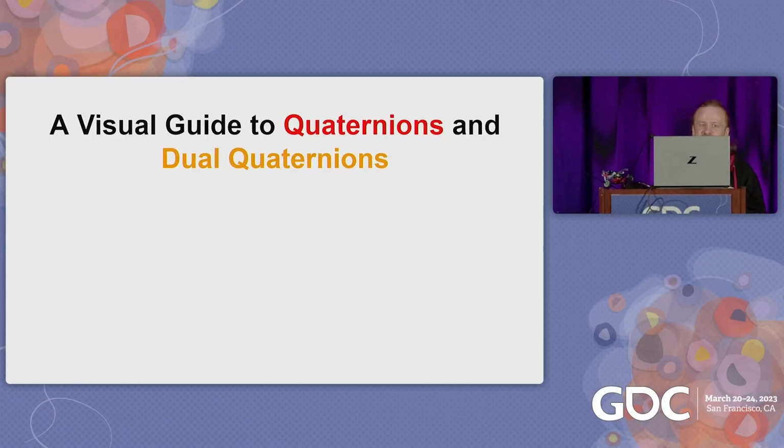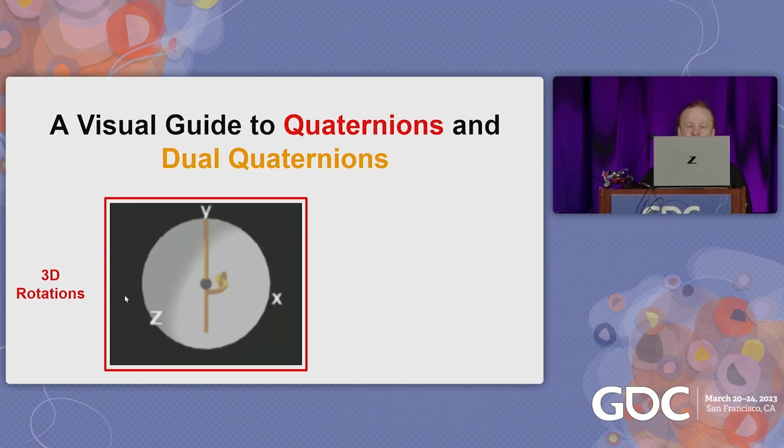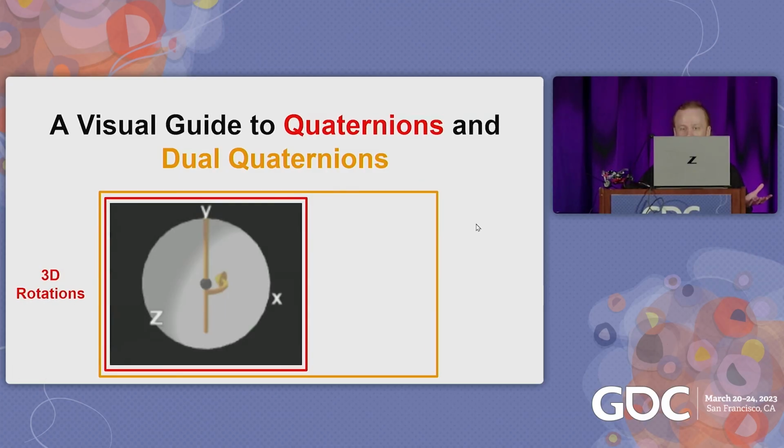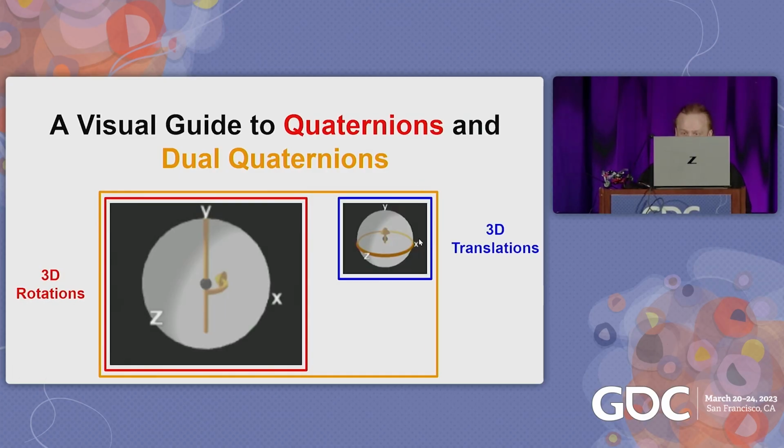You are at the right session. This is a visual guide to quaternions and dual quaternions. A quaternion is something like this. It's a rotation in three-dimensional space. And a dual quaternion is a slightly broader class of object that we'll be talking about in the second half of the talk, which can do 3D translations and rotation and translations.